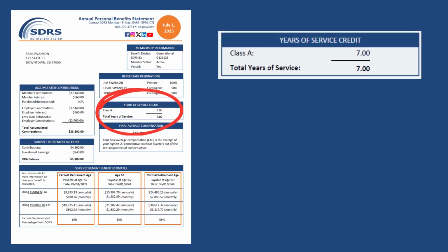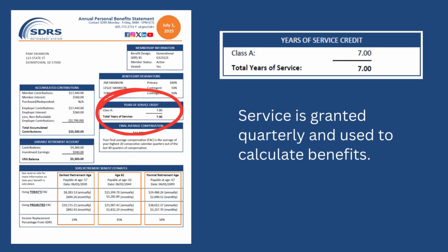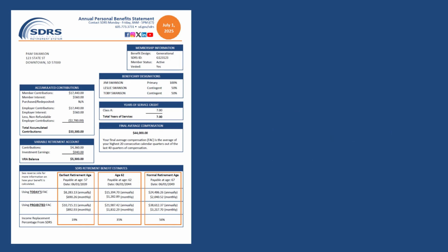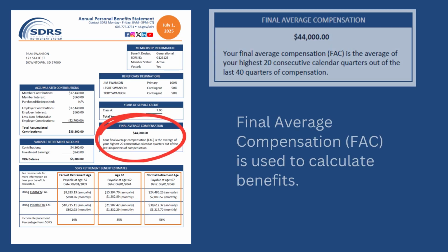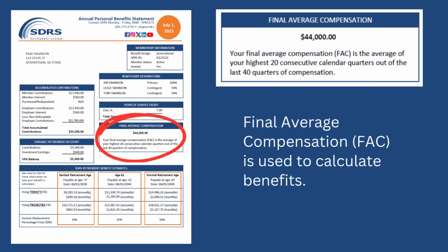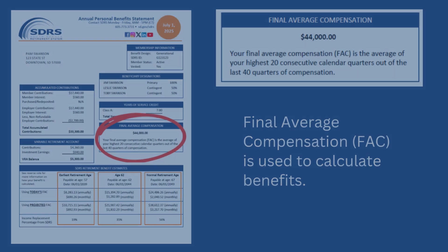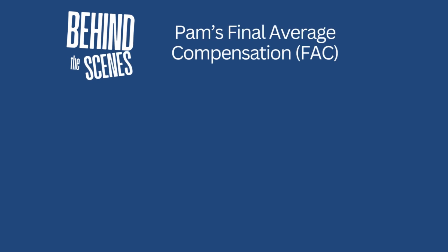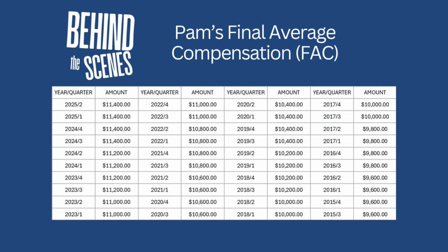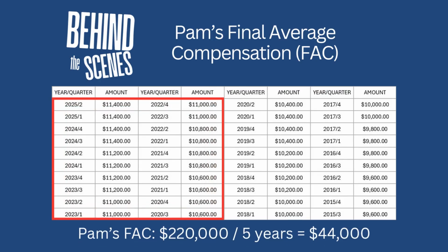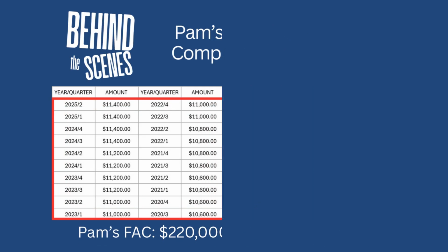The next section shows Pam's current years and partial years of service, which are used to determine her retirement eligibility and calculate her benefits. You can see her final average compensation, or FAC. FAC is used to calculate retirement benefits. On July 1st, we looked back at Pam's most recent 40 consecutive calendar quarters and took the average of the highest 20 consecutive quarters. This is her FAC.